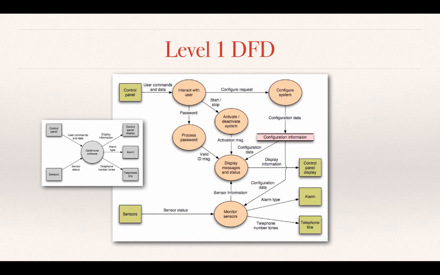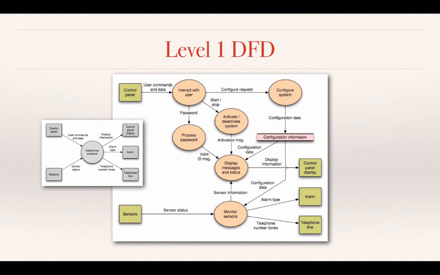And this means that the data coming in from external entities is the same in both diagrams. And the data going out to external entities is also the same in both diagrams. For example, the external entity sensors provides sensor status in both diagrams, and the external entity alarm receives alarm type information in both diagrams. Let's take this one step further.